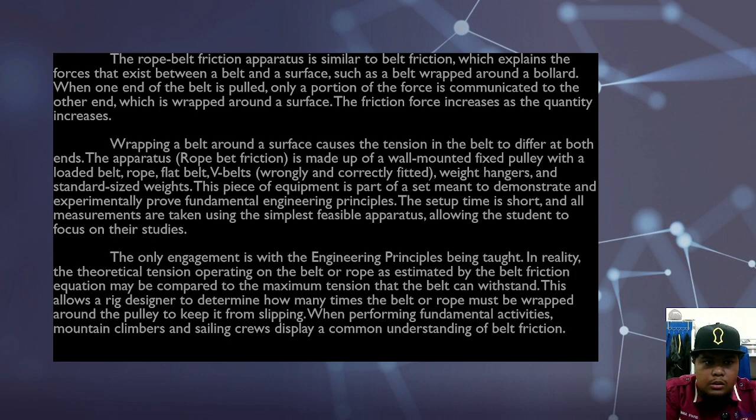In reality, the theoretical tension operation of the belt or rope, as estimated by the belt friction equation, may be compared to the maximum tension that the belt can withstand. This allows a rig designer to determine how many times the belt or rope must be wrapped around the pulley to keep it from slipping. When performing fundamental activities, mountain climbers and sailing crews display a common understanding of belt friction.